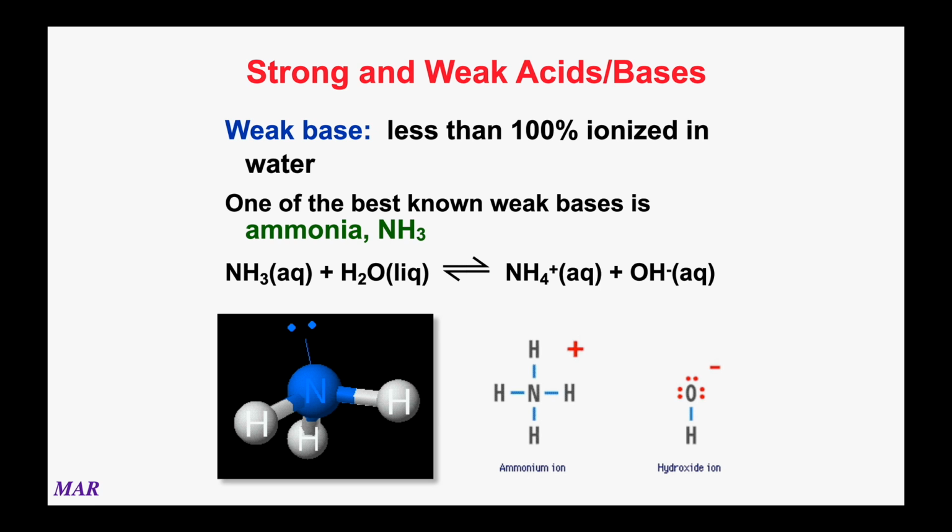Remember that ammonia is NH3 and ammonium is NH4 plus, and the difference between those is the addition of an H plus to it. So when ammonia is in water, it makes ammonium and hydroxide. The presence of hydroxide is enough then to make this system somewhat basic.